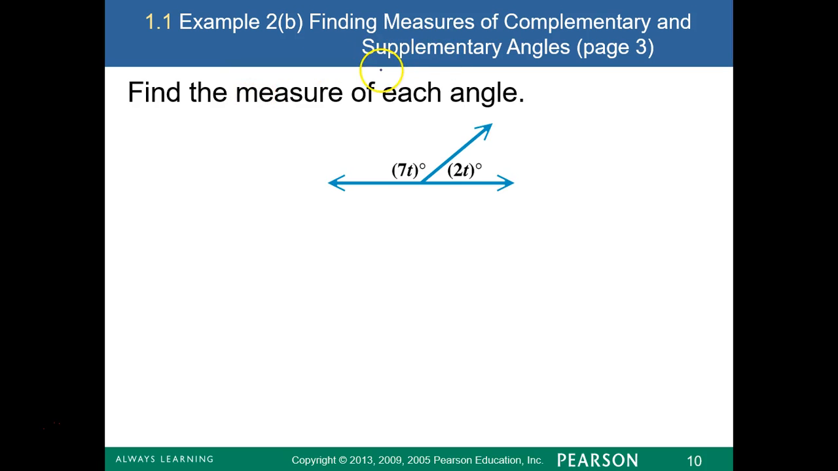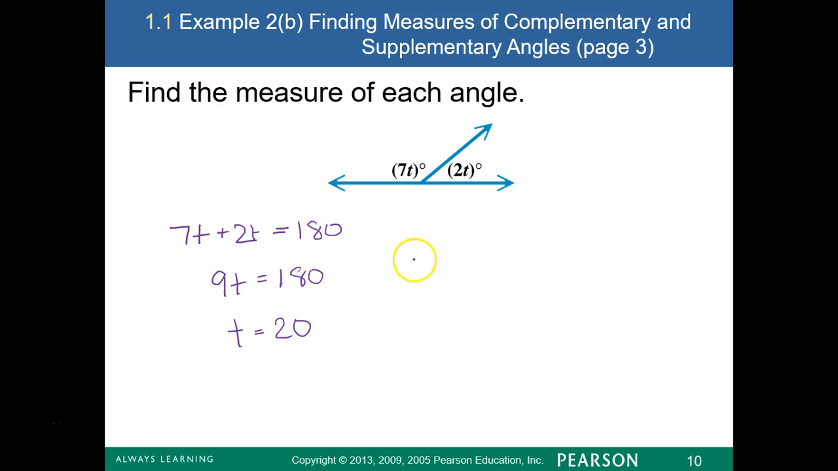Okay, these two angle measurements that we're asked to find, they are supplementary. So this is a straight angle right here. This whole thing is equal to 180 degrees. So take our 7t, add it to 2t, and then set that equal to 180 and solve for t. So we get 9t is equal to 180 and t is equal to 20.